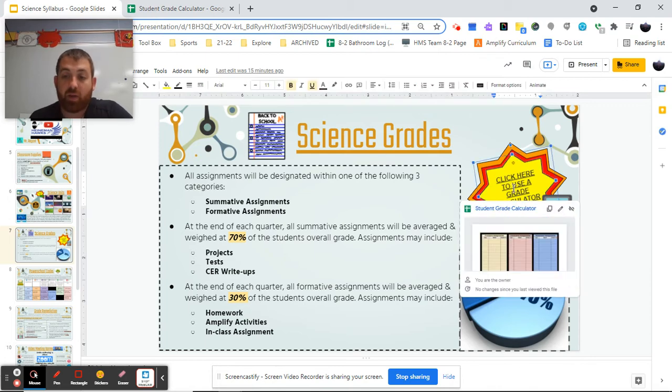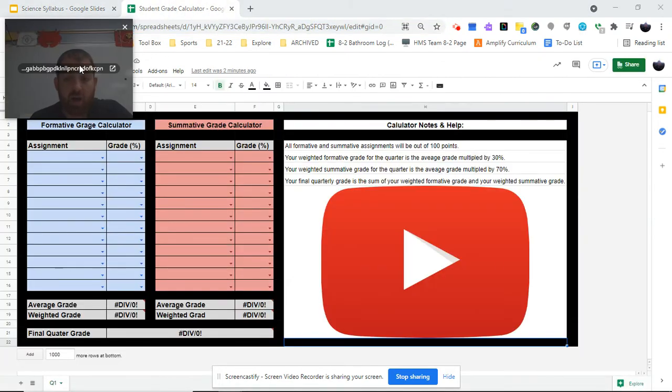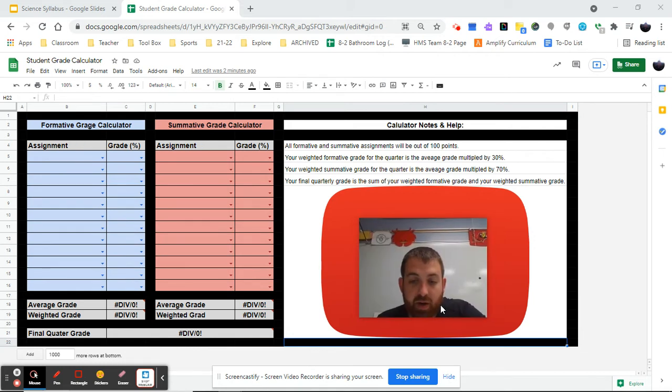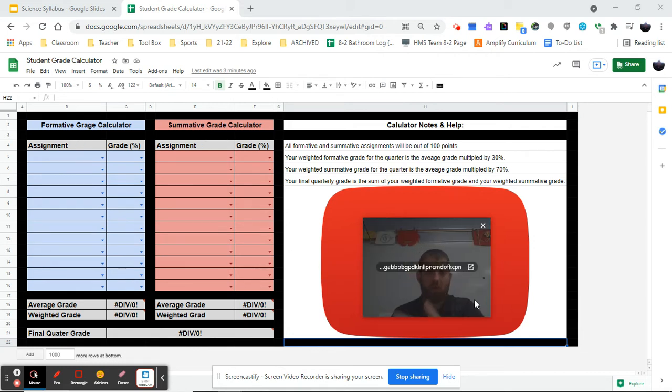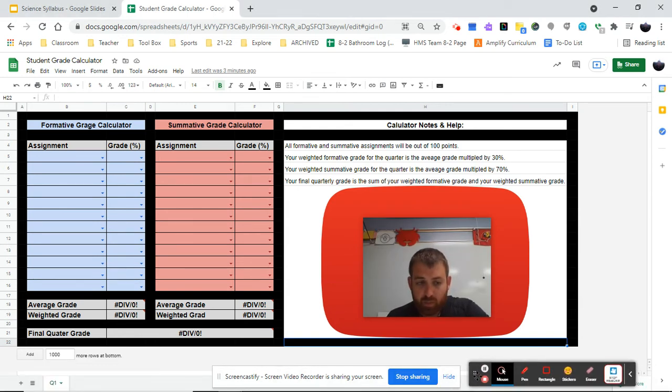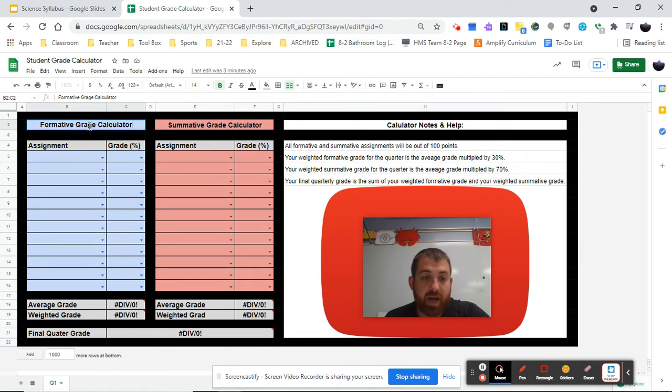Over here is a grade calculator. If you click on it, it will add a copy to your drive, but the wonderful Google Sheets looks like this. And this Google Sheet will help us to understand how your grade for a quarter, like quarter one, would work. How this works would also apply for quarter two, three, and four. So we have our two types of assignments. We have our formative grade calculator, we have our summative grade calculator, and we're imagining that we're looking at PowerSchool.